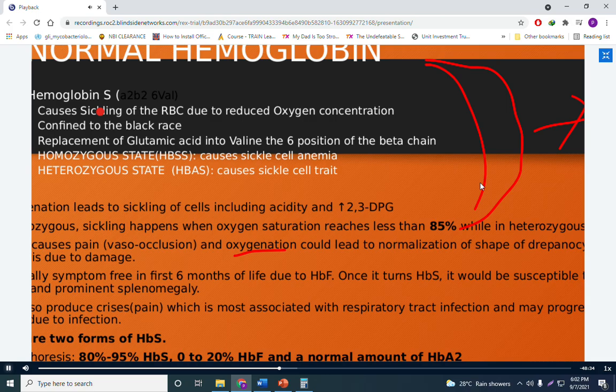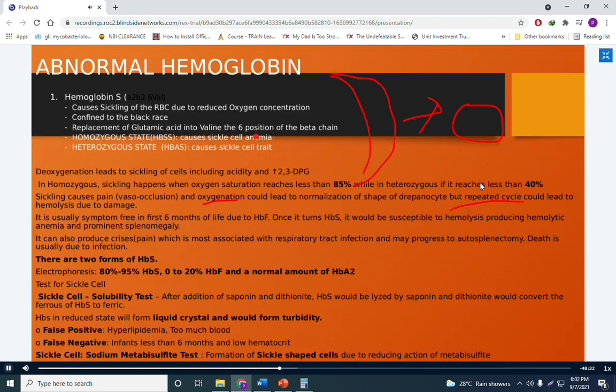Remember, the one being affected here, class, is 2 alpha 2 beta chains. So it usually is common, nangyayari yun sa adult. Dahil since sa first 6 months mo, naka-fetal hemoglobin ka, hindi pa siya symptomatic. Pero once na mayroon ka ng adult hemoglobin, susceptible ka na to hemolysis and can lead to anemia and prominent splenomegaly. Class, what does splenomegaly mean?